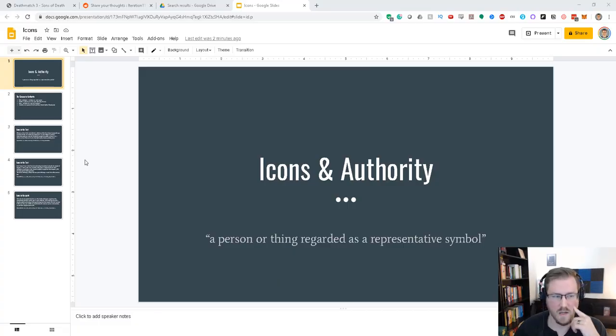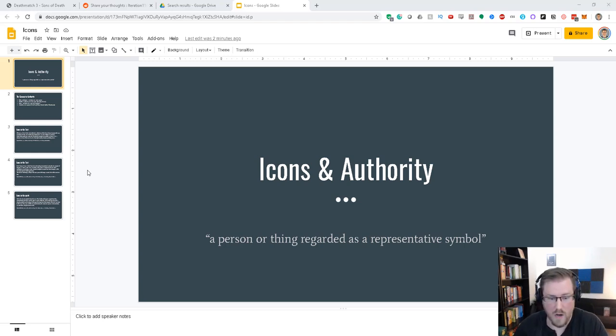I made another slide deck to organize my thoughts. But we're going to talk about icons, and we're going to briefly touch on authority because it's sort of required to understand what an icon is, because it's related to authority and it's related to the way.